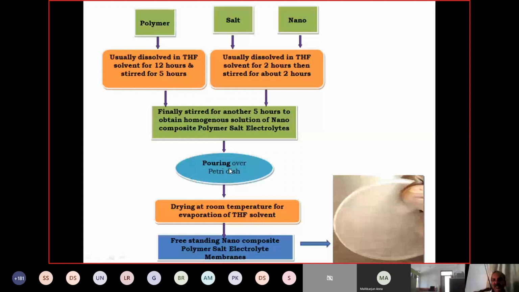So how do we characterize? We characterize by X-ray, DSC, IR, etc. We characterize this because we have to study what we prepared, and how the properties are changing. Okay, you see here.